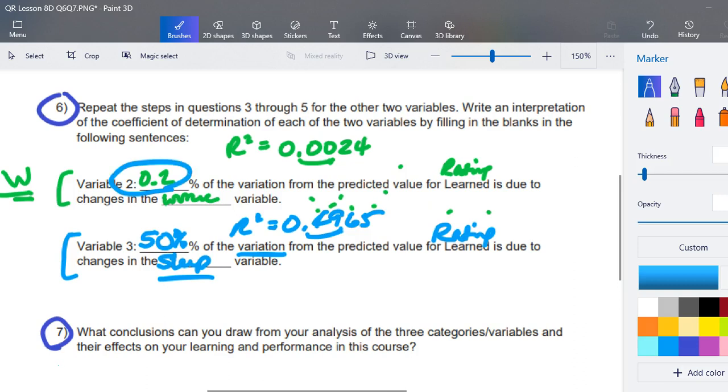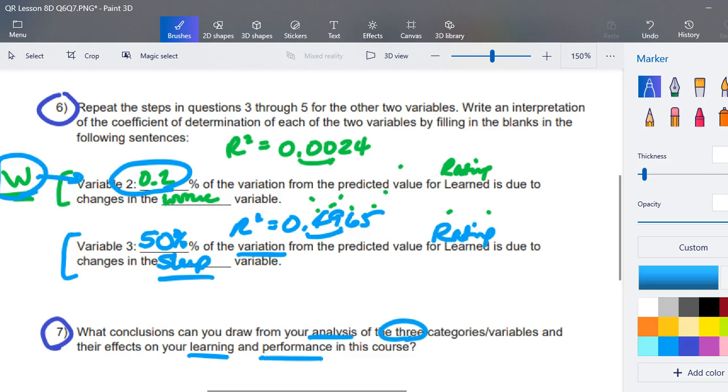So what kind of conclusions can you draw from your analysis of the 3 categories of variables and their effects on your learning and performance in this course? And so you write something down, what you think is interesting. This is just really cool to me, how we only had 13 students report, and you reported information back at the first of the semester and then last week, and it still looks like there is something of interest.